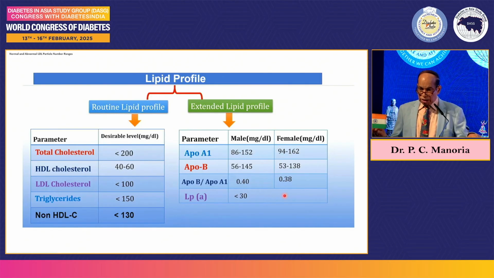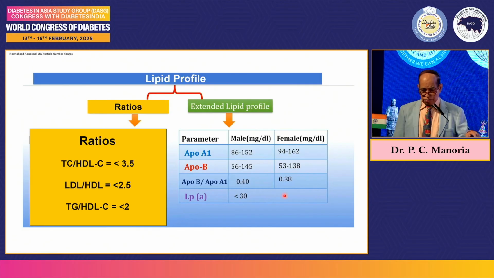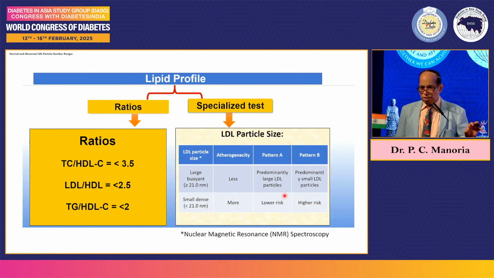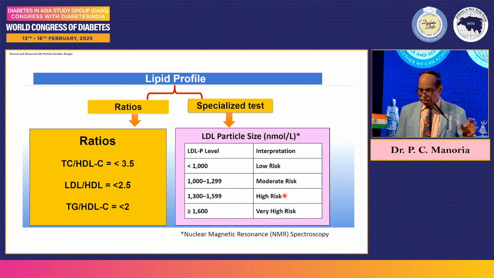ApoB by ApoA1 emerged as the most powerful predictor of acute myocardial infarction in the INTERHEART study. These are ratios which we calculate, and I think all of us are familiar with them. And these are special tests which we perform sometimes, many times in the research lab: LDL particle size, LDL particle number, Lp-PLA2 and others, and genetic testing in patients with FH. LDL particle size we usually do not estimate, but it is on the screen. Large buoyant LDL is more than 21, and the small dense LDL, common in diabetics, is less than 21 nanometers. And these are the particle numbers.